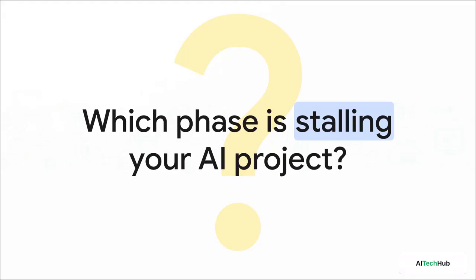Before we wrap up entirely, I want to leave you with a quick thought to apply to your own work. Take a hard look at your current AI initiatives and ask yourself, which of these 4 phases is currently stalling your project? Pinpoint that bottleneck, apply what we've covered today, and get that pipeline flowing again.